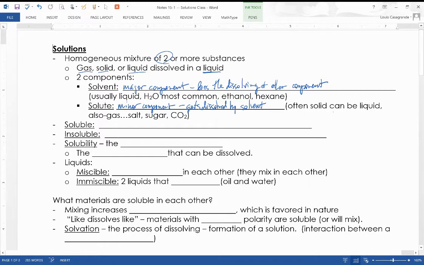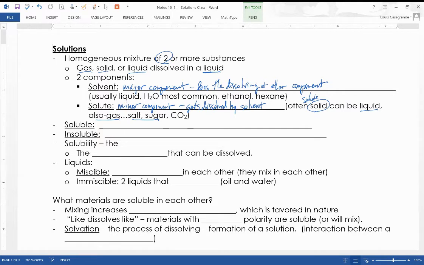Sorry, a little typo. The solute can be a solid, liquid, or a gas. And we're going to talk about all three over the course of the next couple of days.